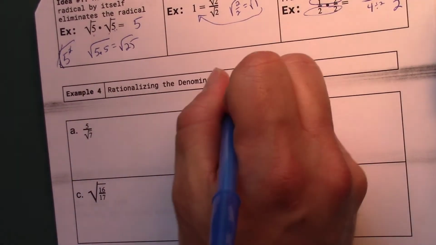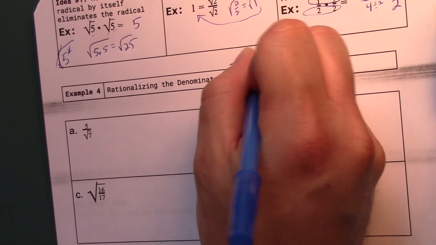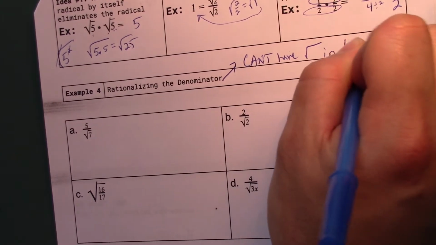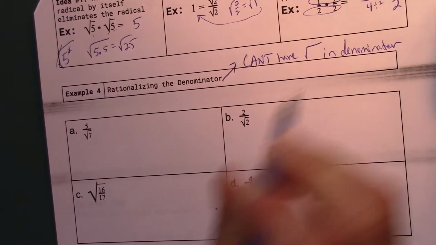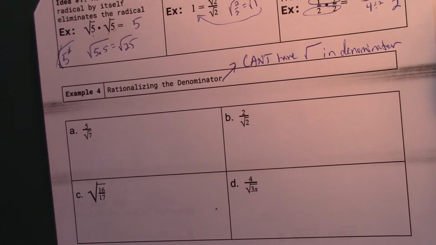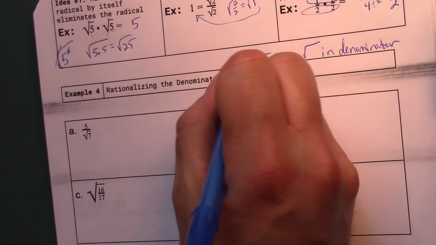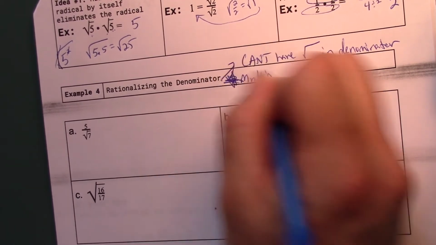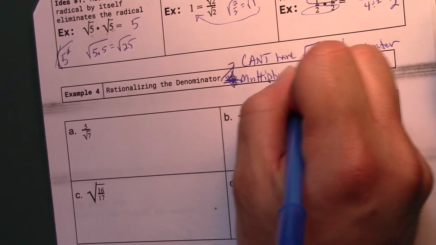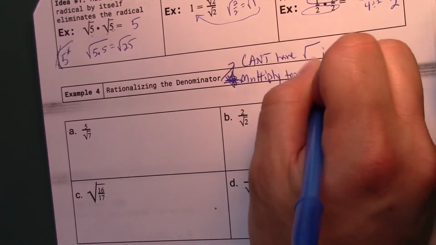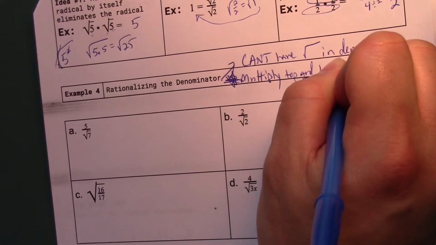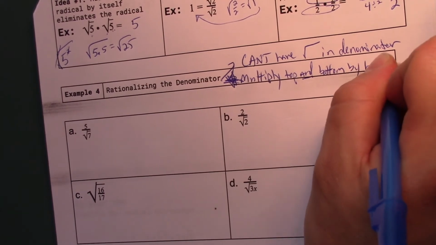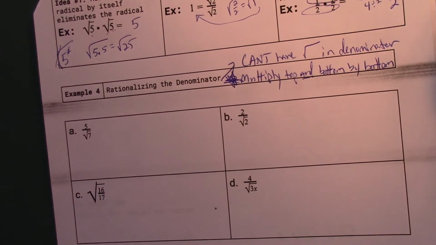Now again, what's the big deal here with rationalizing the denominator? Can't have a square root in your denominator, or bottom if you want to write that, okay? Can't have a square root in the denominator. It's like math rule 101. Can't have it, okay? So what do we do to get rid of it? We multiply. Maybe we should put a star on this one because this is the big deal. Multiply the top and bottom by the denominator, okay?